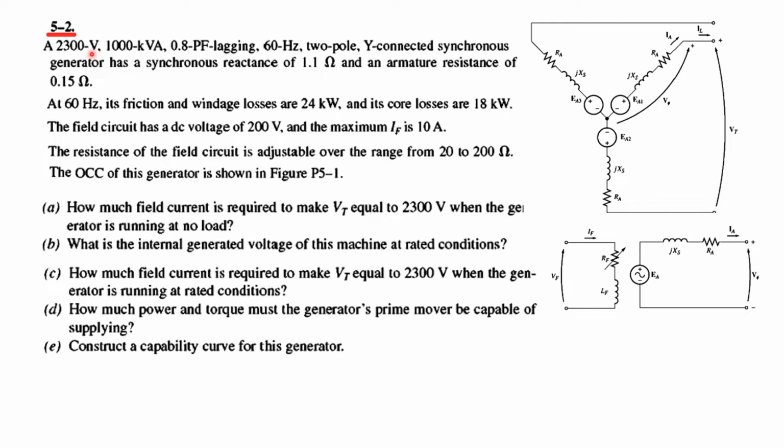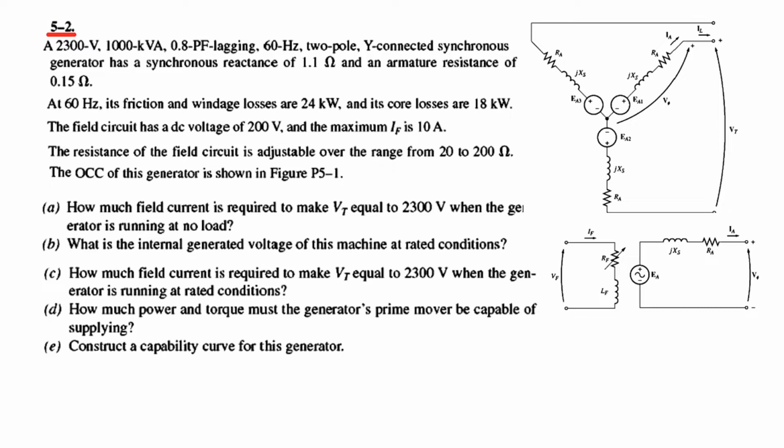A 2300 volt 100 kVA 0.8 power factor lagging 60 Hz 2-pole Y-connected synchronous generator. So first let's see the Y-connected synchronous generator. The arrangement is something like this. And as I have been telling, whenever the voltage is given, the voltage is line to line. That means this voltage is the terminal voltage, or 2300 volts, which is between two lines.